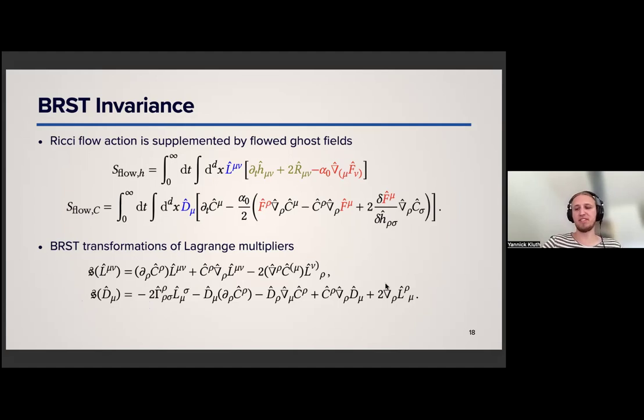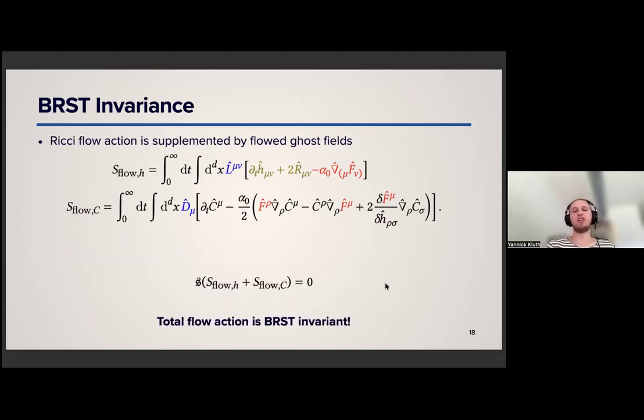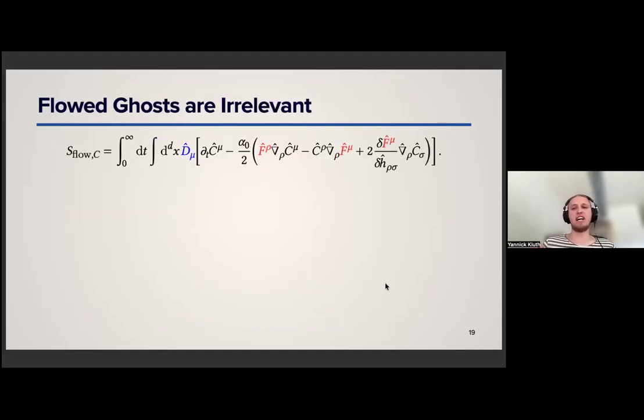But yeah, the most important point is that when you do work out all this algebra, you can verify that the underlying action at vanishing flow time is BRST invariant, but this is just the standard result from quantizing Einstein-Hilbert gravity. But we also see that the flow action, so this graviton flow action and the flow ghost action, are together invariant under BRST transformations. What's also important though is that I've argued now or shown you that together with these flow ghost fields, we get an invariance under BRST transformations.